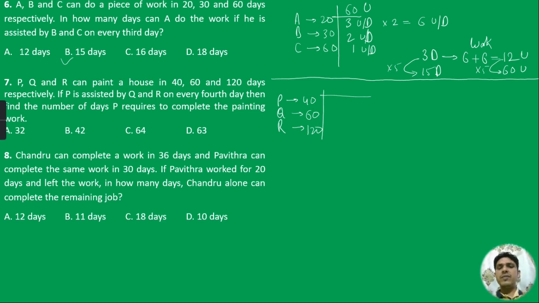Okay. So first thing, take the LCM of 40, 60, and 120, that is 120 units. The 1 day work of P will be 120 divided by 40, that is 3 units per day.